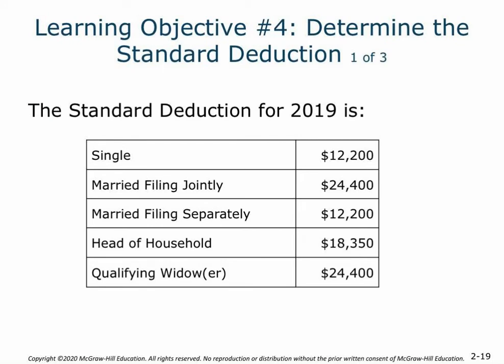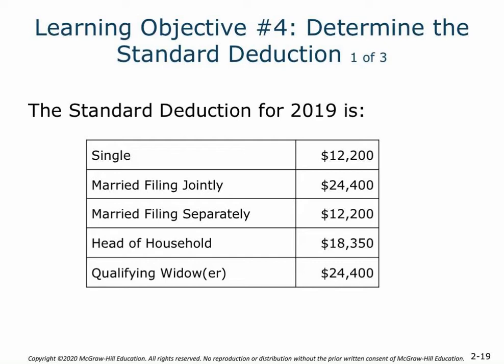Learning objective 4, determine the standard deduction. The standard deduction for tax year 2019 for single filers is going to be $12,200. The previous year, 2018, it was $12,000, so it changes year to year, usually increasing a small amount. Married filing jointly is typically twice whatever the single amount is. So in the 2018 tax year, it would be $24,000. Here it's going to be $24,400.